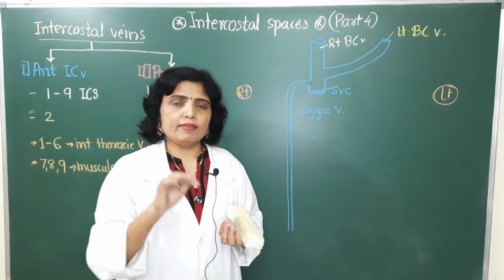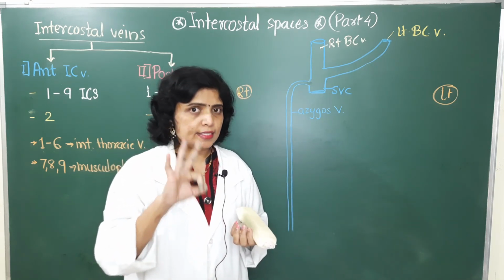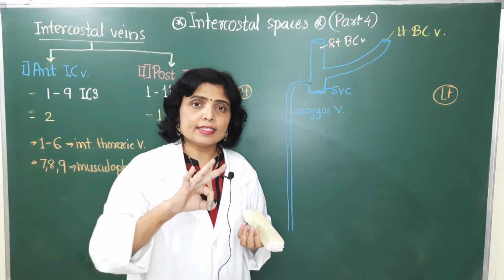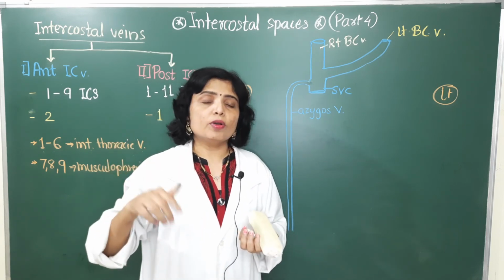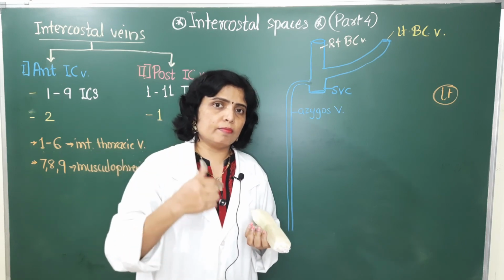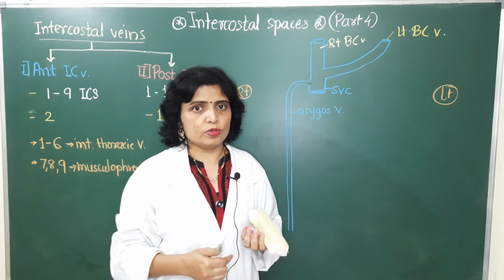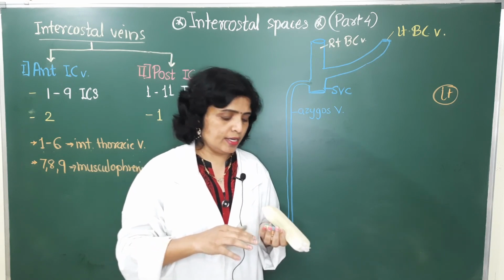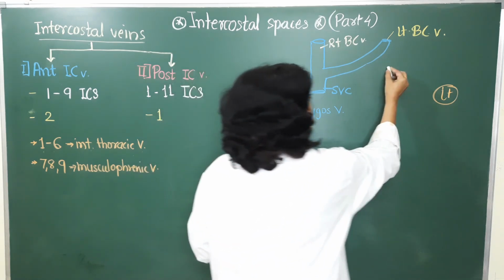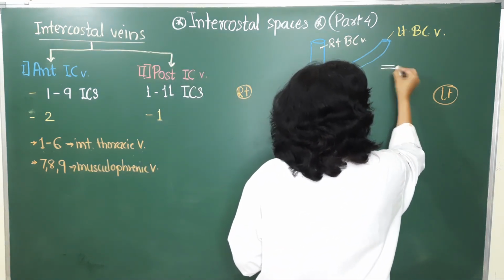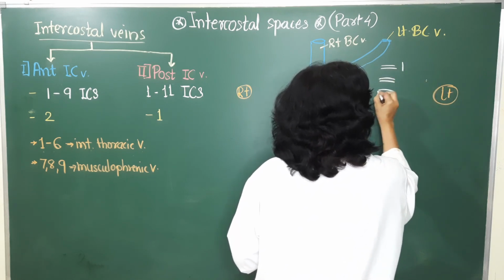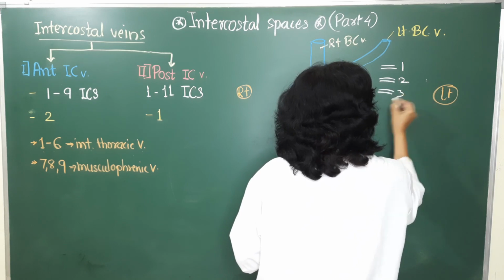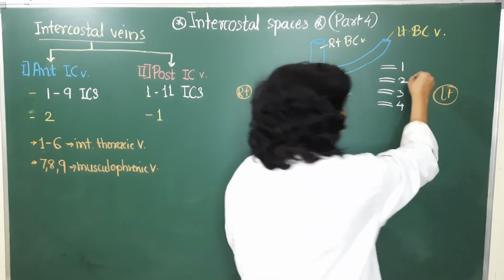For this, I will suggest you make 3 sets of veins, in each set 4 veins. That means along with the 11 intercostal spaces, you are combining the subcostal vein also, so like that we get 12 veins. Here we will make them in 3 sets. Suppose here is the first posterior intercostal vein of the left side, here second, here third, here fourth. So one set we finish.